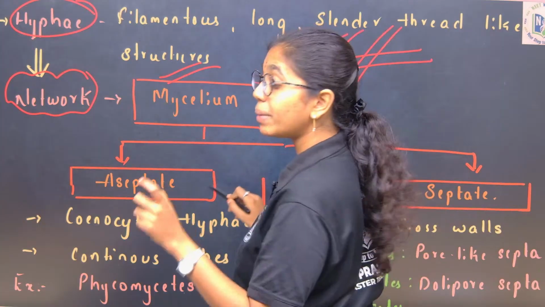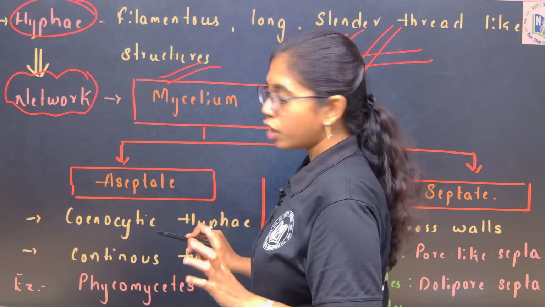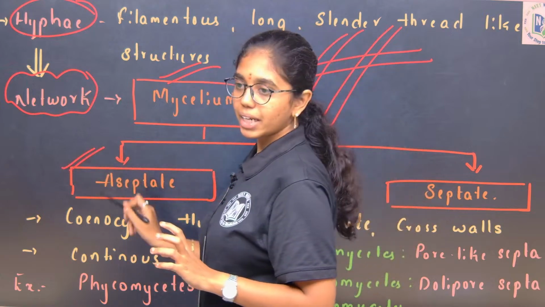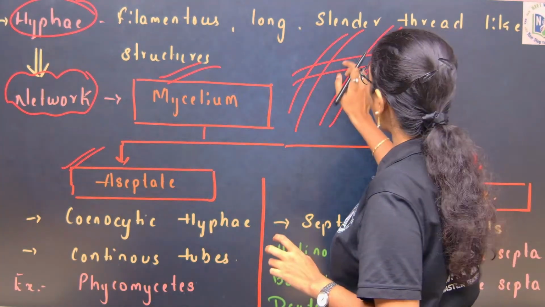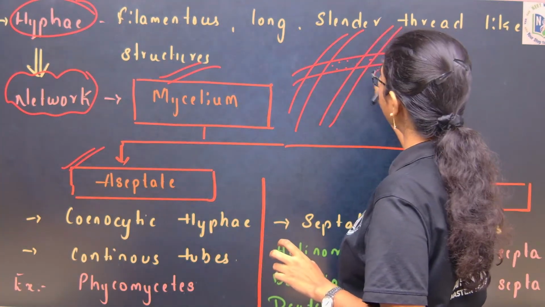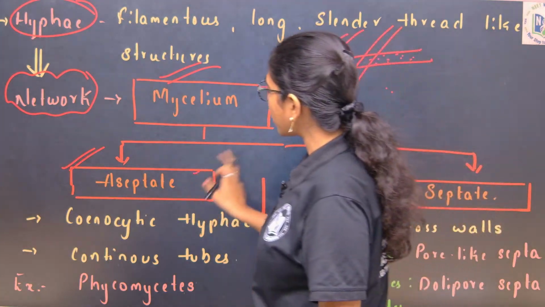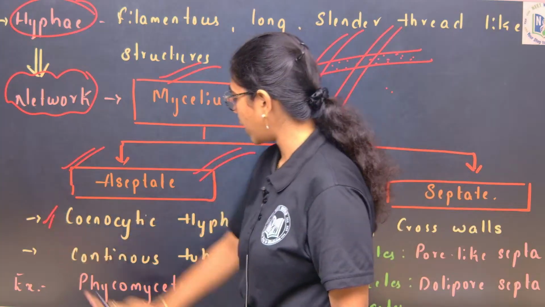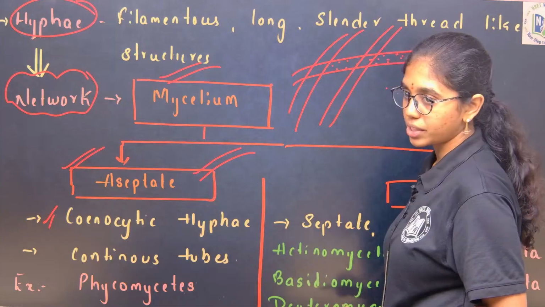In a few primitive fungi like Phycomycetes, septa will not be present. So, that shows what? Aseptate condition. In aseptate condition, the long tubes of hyphae are filled with what? Nucleus, which is multinucleated or coenocytic condition. So, aseptate mycelium will show coenocytic hyphae, which forms continuous tubes, for example, Phycomycetes.